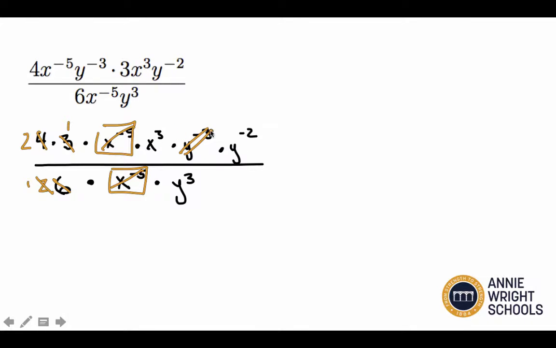Or I could take this y to the negative third and write it as y to the third down here. I could take this y to the negative 2 and write it as y squared down here. Now in my next step, I just say, oh, it's 2 times 1 times x cubed divided by 1 times 1 times 1 times y to the third, y to the third, y to the second. That's y to the 3 plus 3 plus 2, which is y to the 8th. And I'm done.